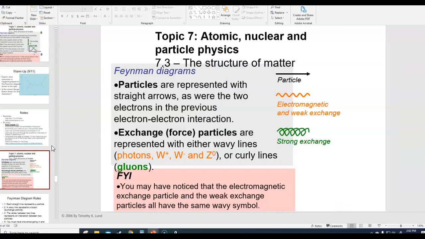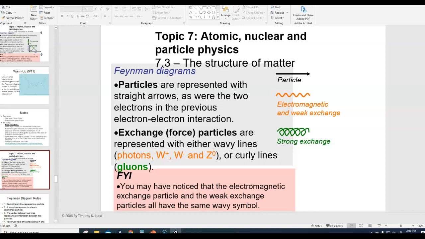Alright, so just to give some general guidelines for Feynman diagrams. Number one, I said this before, but particles are represented by straight arrows, just like the two electrons in the last example that we did. Exchange particles, aka force carriers, are represented either with wavy lines or curly lines. The curly lines are only used if the exchange involves the strong interaction. So the green curly lines represent gluons, which is the exchange particle for the strong nuclear force.